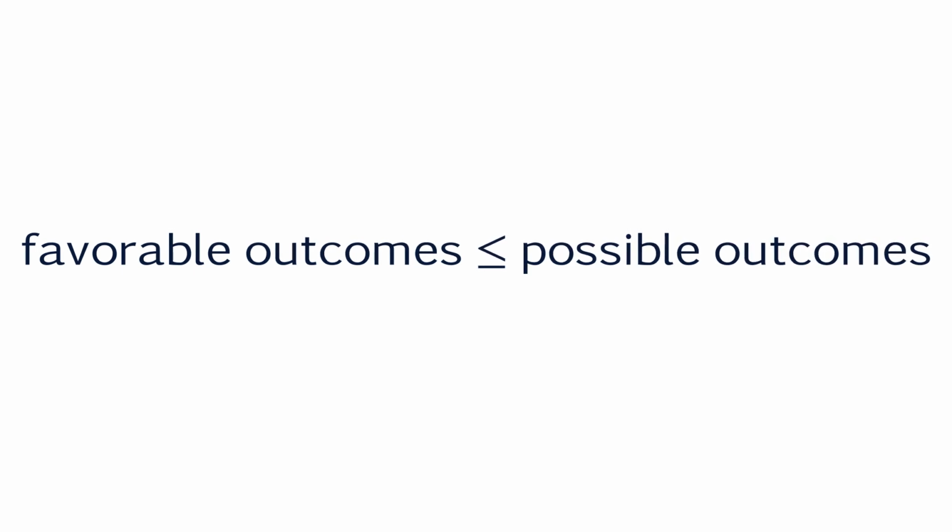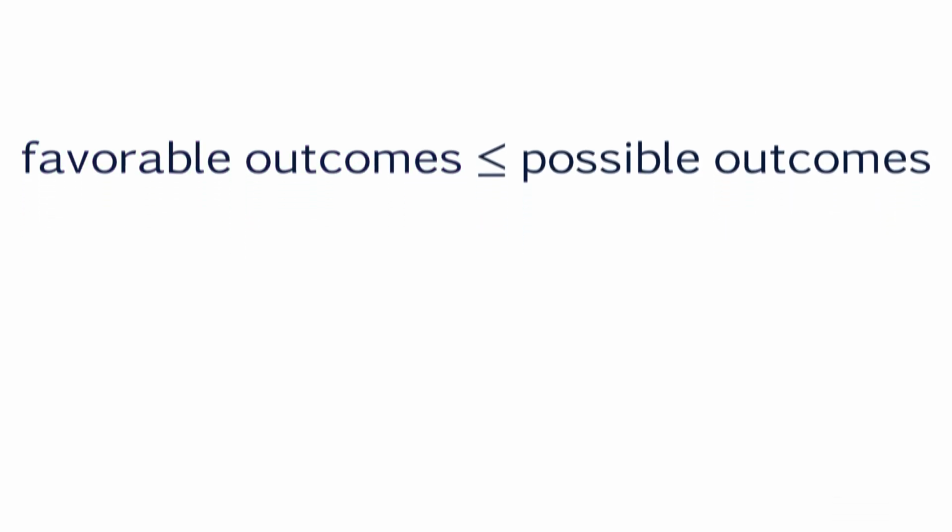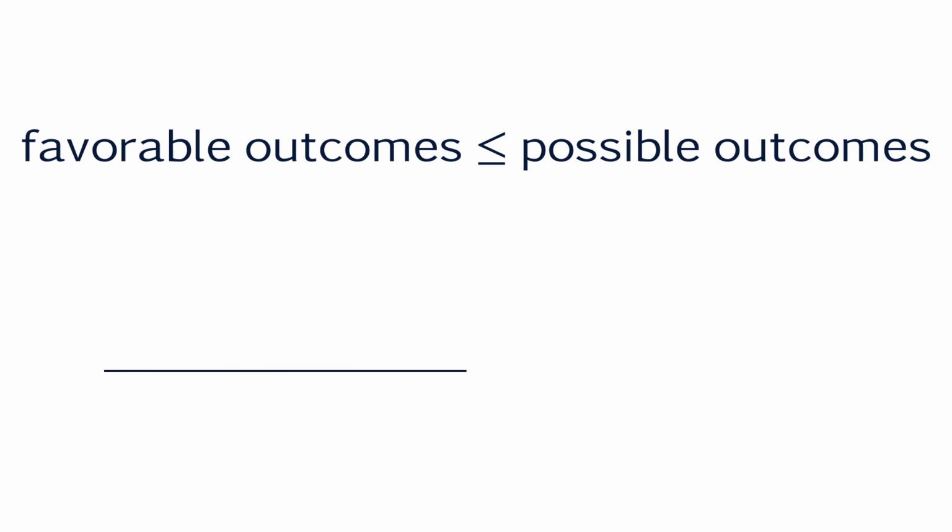This is the case because possible outcomes include everything that can possibly happen, while favorable outcomes can be some of the things that can happen or all of them. Because of this, the probability will always be a value between 0 and 1, where the greater the probability, the more likely it is that the event will happen. Let's take a closer look through some examples.